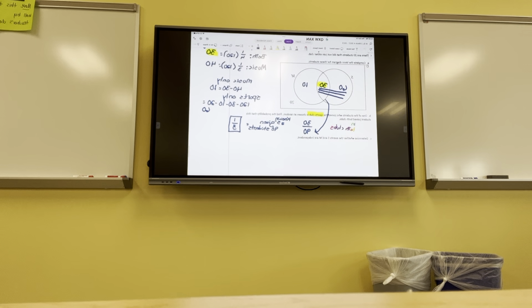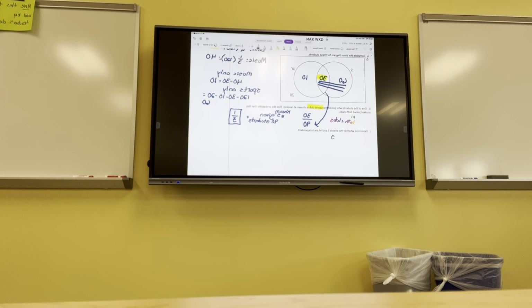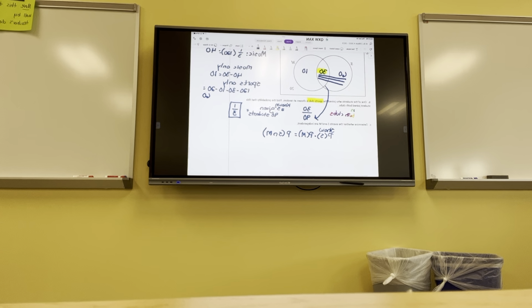Determine whether they are independent. All right, so we're gonna show that the probability of sports times the probability of music is gonna equal the probability of sports and music. So probability of sports is 90 out of 120. The probability of music, now remember it includes the overlap, times 40 out of 120. Does that equal 30 out of 120? This is what we're trying to prove.